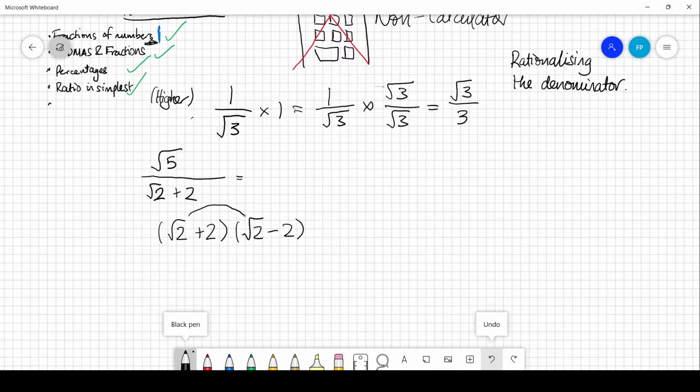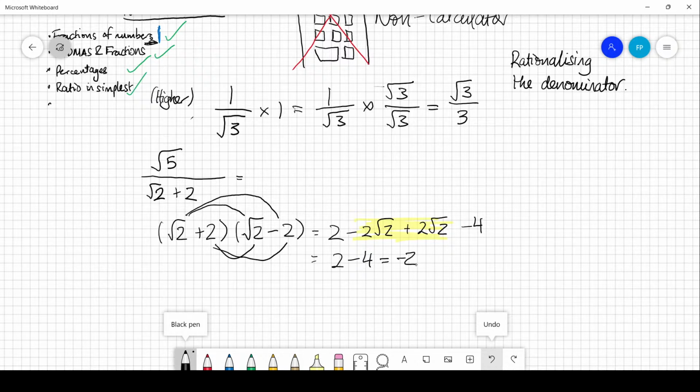This time when we expand, when we use FOIL again, we get 2 minus the root 2 root 2 plus 2 root 2 minus 4. And you'll see that these two in the middle will cancel out, leave you with 2 minus 4, which is minus 2.